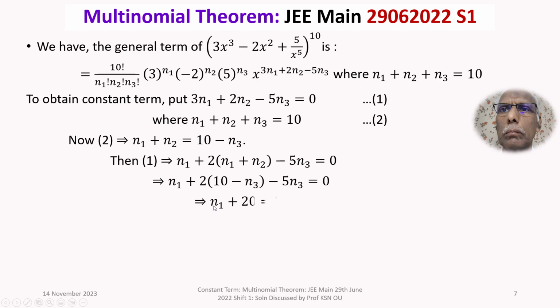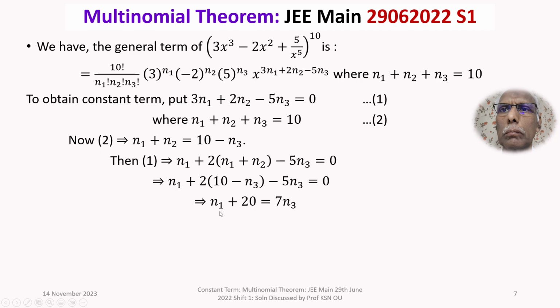Simplify, and we will get n1 plus 20 is equal to 7 into n3, subject to the condition n1 plus n2 plus n3 is equal to 10. Now we make a trial by a simple substitution. n1 is equal to 1, if I take it. n1 is only a trial. If it fails, I will go for n1 is equal to 2, and so on and so forth.